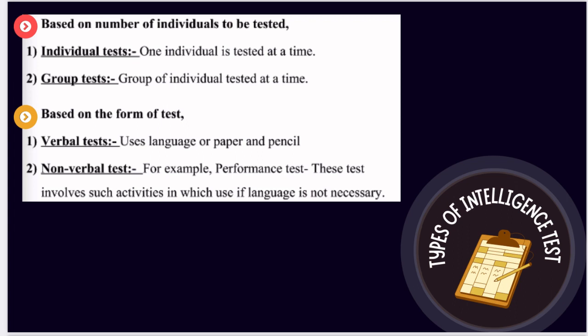For the second type, based on the form of test, verbal test. Intelligence tests that use language, like words or numbers, for measuring intelligence are called verbal tests of intelligence. In these tests, subjects are required to respond verbally to test items.